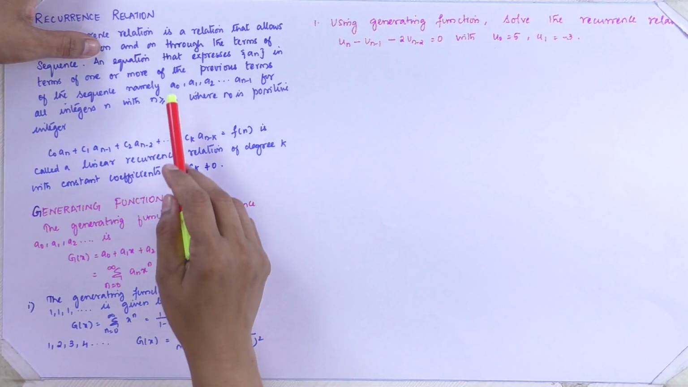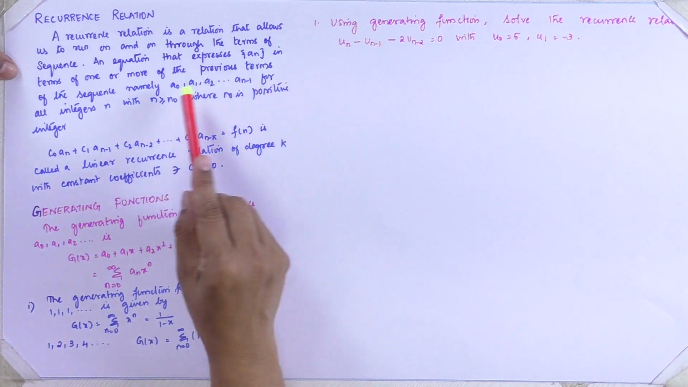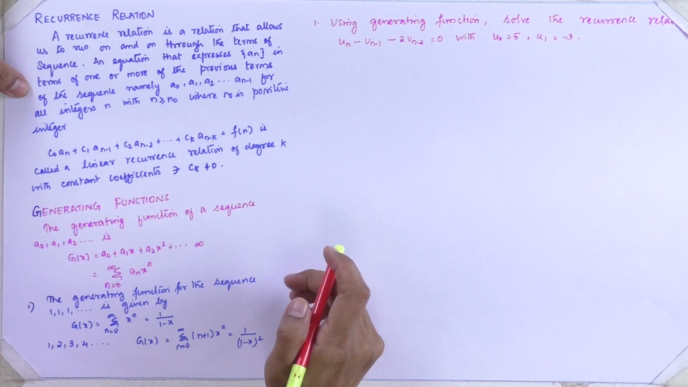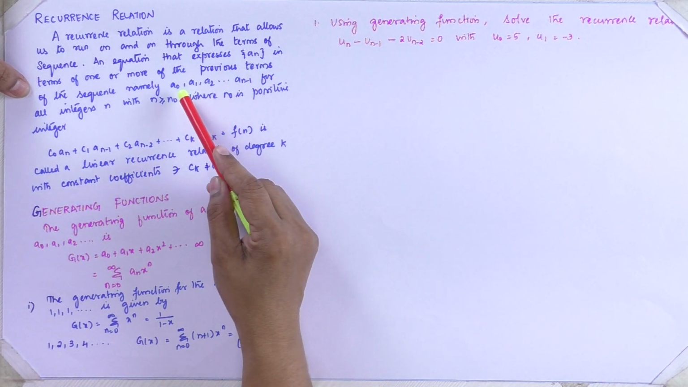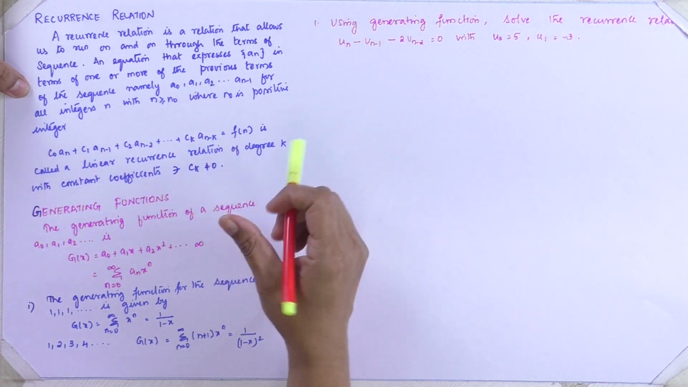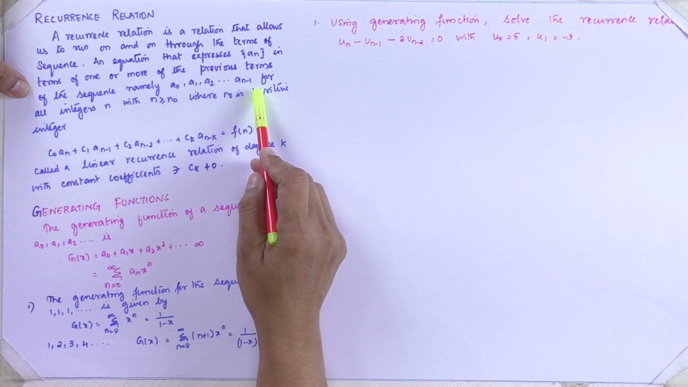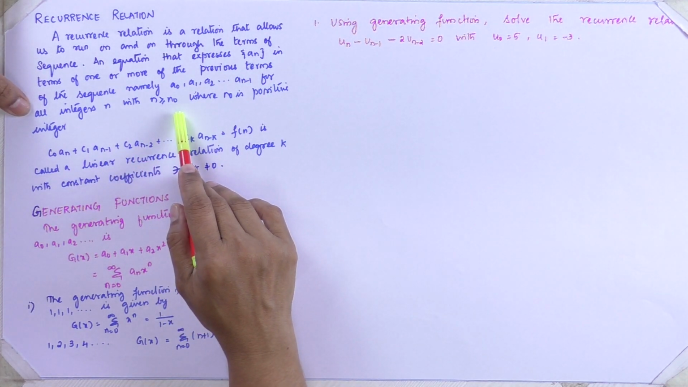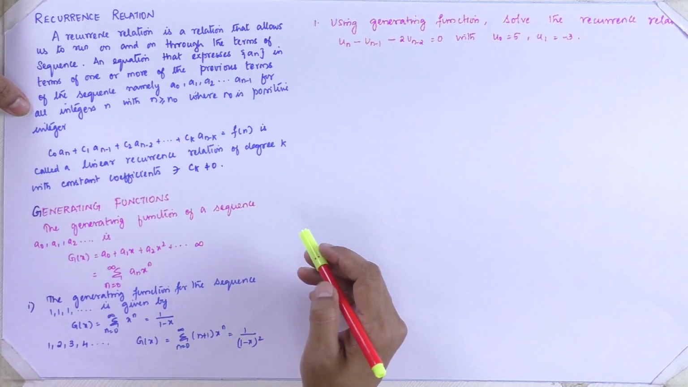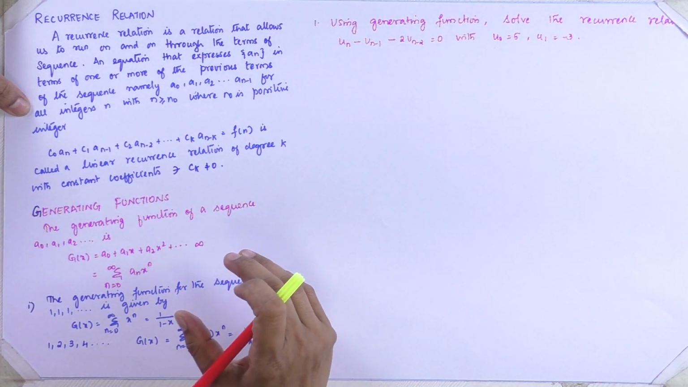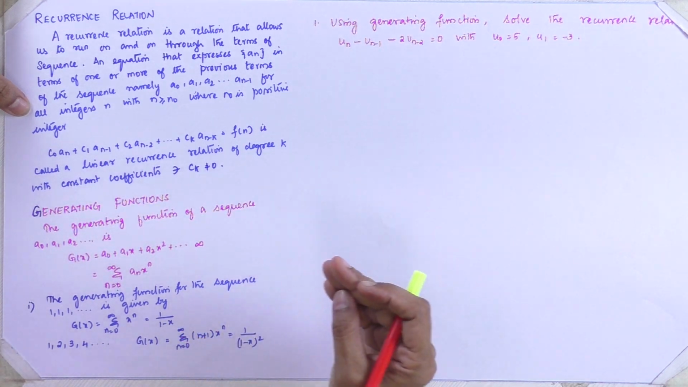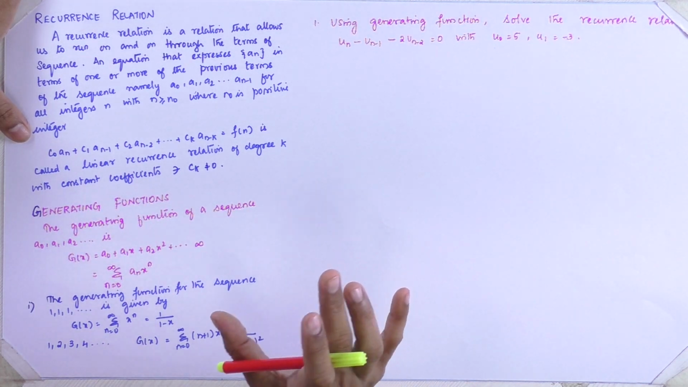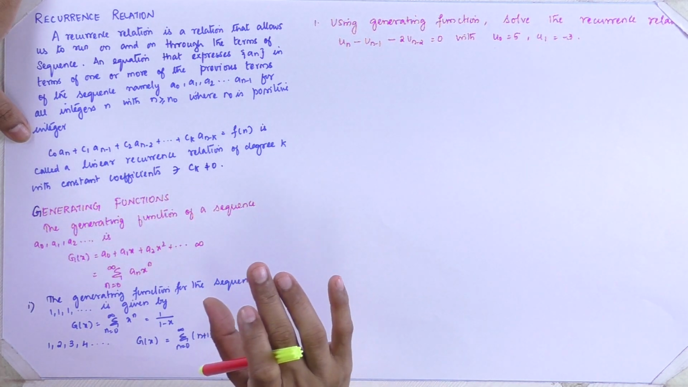Now, an equation that expresses a_n in terms of one or more of the previous terms of the sequence, namely a_0, since I have said it to be a sequence and there are n number of terms, a_0, a_1, a_2, so on till a_{n-1}, for all integers n with n greater than or equal to n_0, where this n_0 should be a positive integer. So this has to be performed for a repeated number of terms of a sequence. Now, what is a recurrence relation in a mathematical manner?